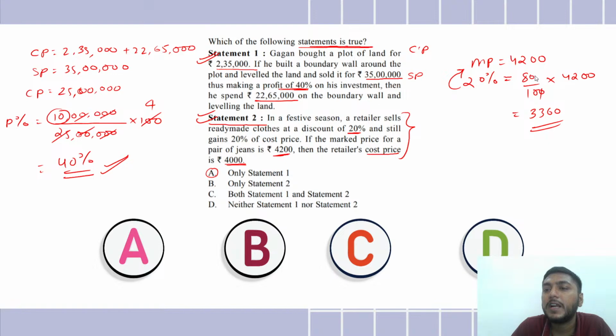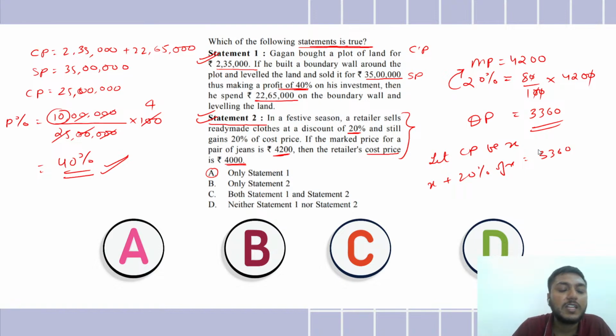We will solve this and we will get 3360. So this is the discounted price, right? And now this discounted price is what he is selling the product at, right? He is selling the jeans, and then also he is getting a profit of 20%, right? So let us assume, let CP be X, right? So now X plus 20% of X is the discounted price, because this is actually the selling price, right?